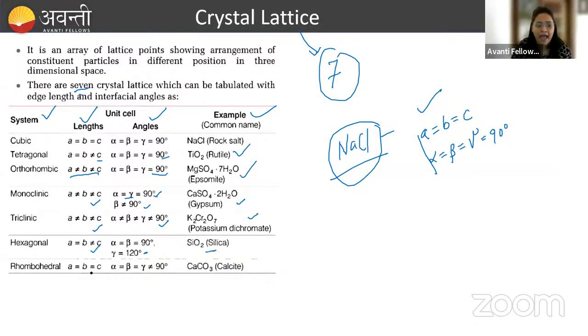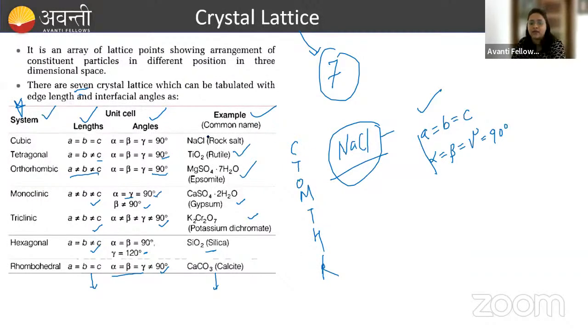And rhombohedral: edges are equal, and all the angles are equal, but they are not equal to 90 degrees. The example for this is calcium carbonate, that is calcite. Any doubts in this? This is a very, very important chart. You must remember this. You can make a short form for this, CTOMTHR, and remember this.